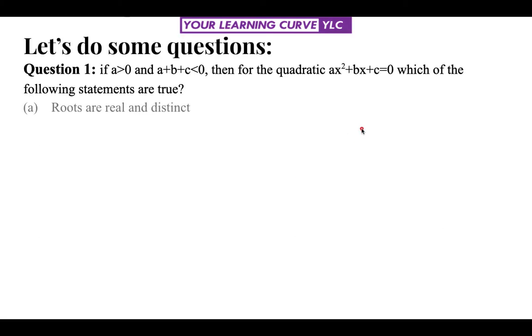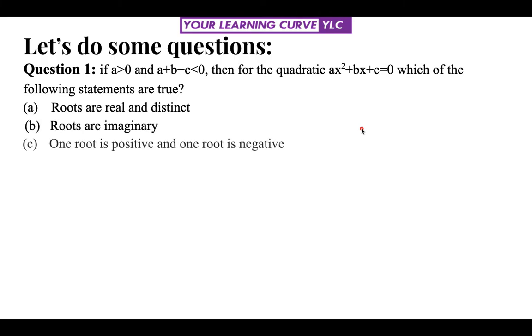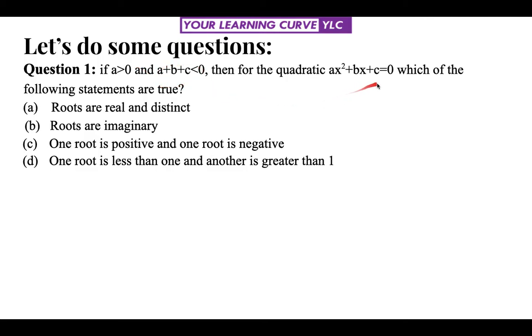So let's do some questions. First I will be discussing some conceptual questions, and then I will be going for some numericals also. So here the question is asked that if a is positive and a plus b plus c is less than 0, then for the quadratic ax square plus bx plus c is equal to 0, which of the following statements are true? Means if these two hold true, then you have to determine that out of these four, which all can be said. So first, let's see the options.